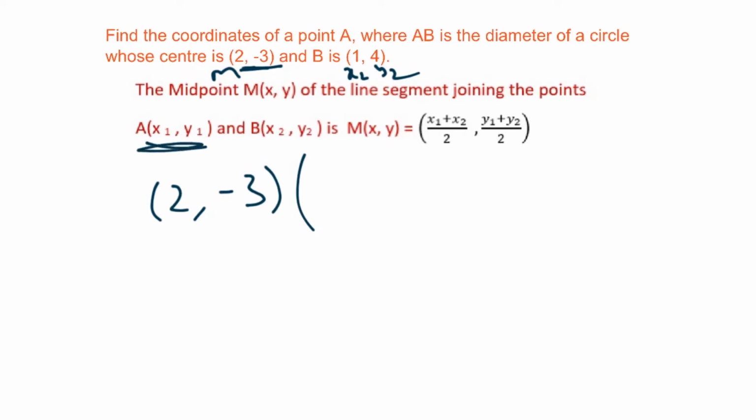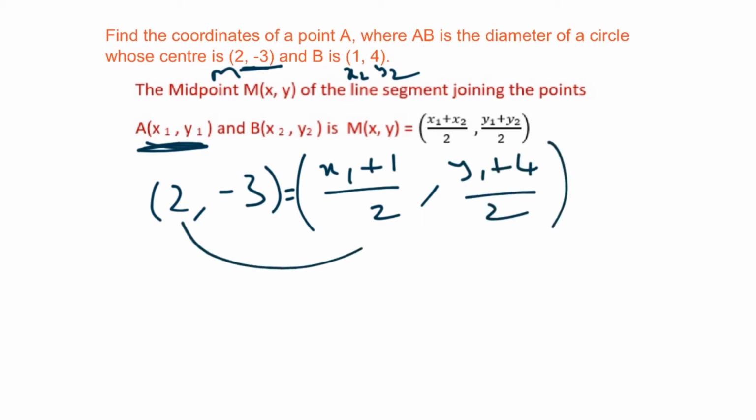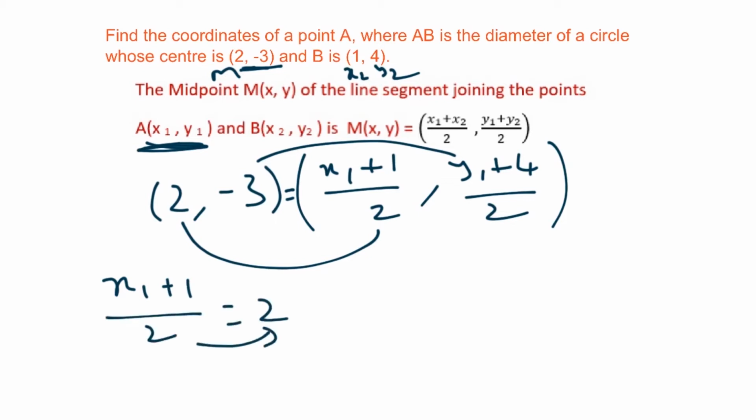We have to find the coordinates of A. So we'll write (x1 plus 1) by 2 and (y1 plus 4) by 2. Equate the coordinates: x coordinate equals x coordinate and y coordinate equals y coordinate. (x1 plus 1) by 2 is equal to 2. Transpose the 2 to that side, so that will be 2 times 2, which is 4. x1 plus 1 is equal to 4, so x1 is equal to 4 minus 1, which is 3.